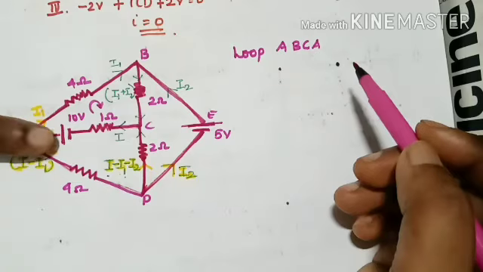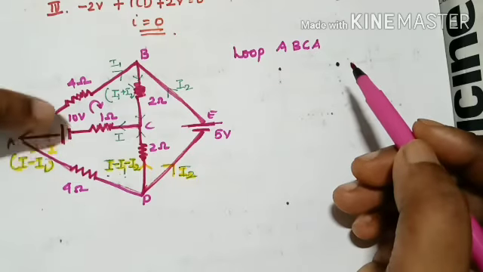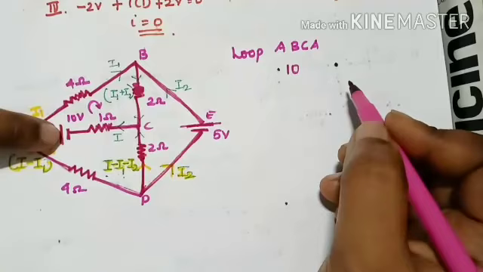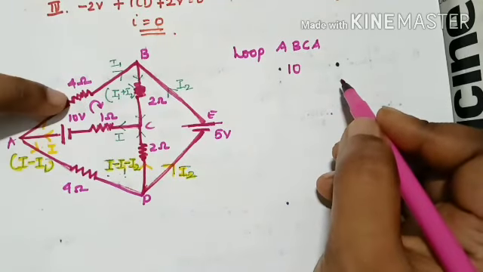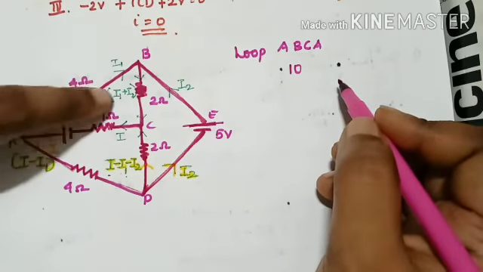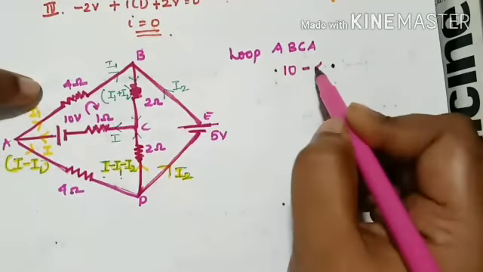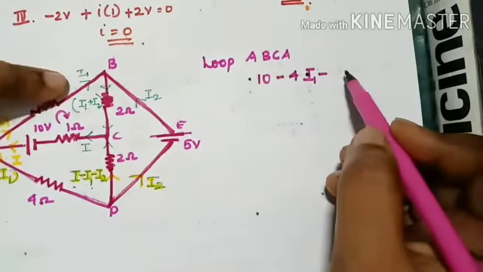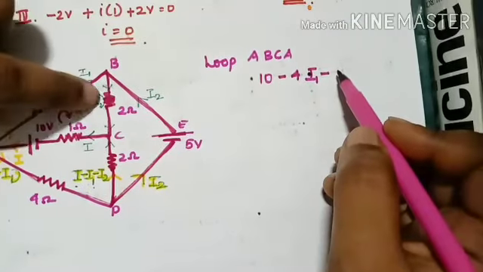Let's start with the supply. I'm moving from negative to positive, so it is plus 10 volt. Then I'm reaching the 4 ohm resistance, which has current in this direction, and I am also moving in this direction. So it is negative, minus 4 I1. Why minus? I'm moving in the same direction as the current.